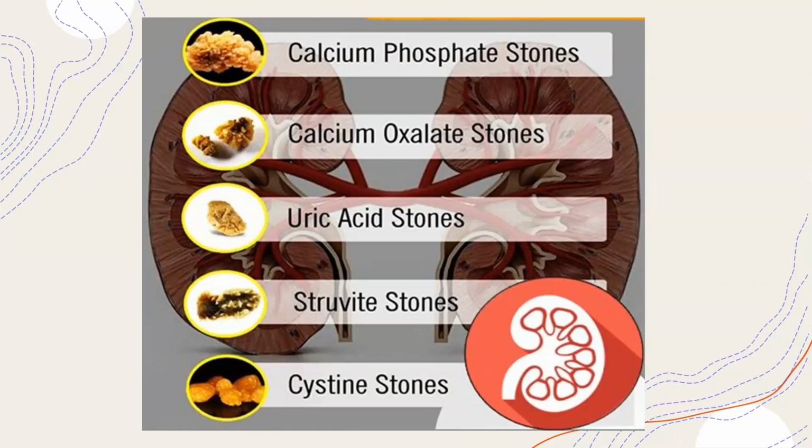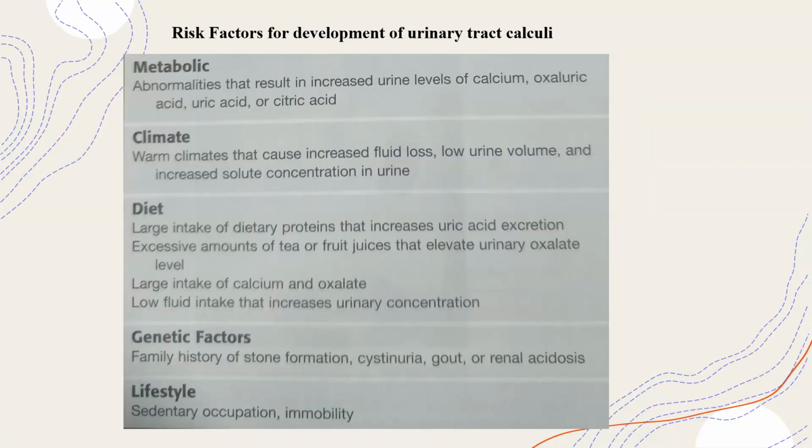So we can see that there are 5 types of stones: calcium phosphate stones, calcium oxalate, uric acid stones, struvite, and cystine stones. The risk factors for development of these calculi are metabolic, which could be in the form of abnormalities that result in increased urine levels of calcium, oxalic acid, uric acid, or citric acid. Climatic conditions: it occurs in warm climates that cause increased fluid loss, low urine volume, and increased solute concentration in urine.